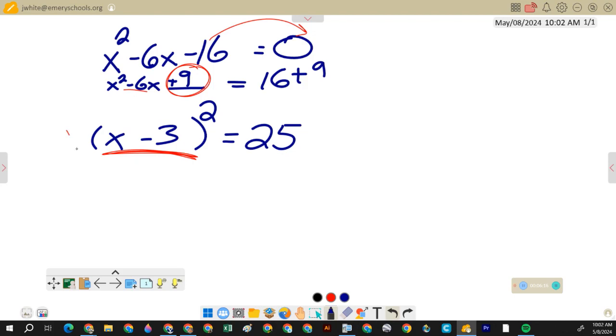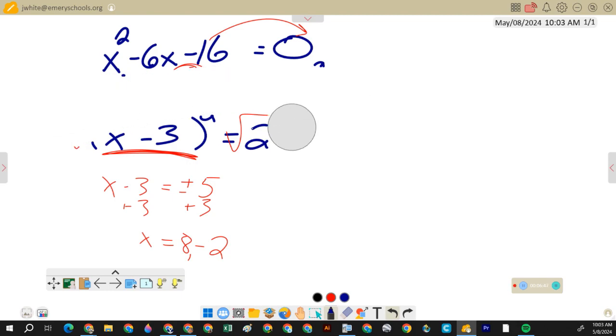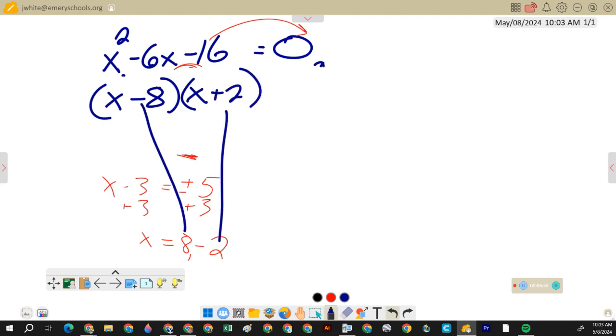Okay. Now we take the square root. X minus 3 is equal to what? Positive and negative 5. So plus or minus 5. Add 3. We get x equals 5 plus 3 is 8. Negative 5 plus 3 is negative 2. So my answers are 8 and negative 2. Now, would that have factored? Yeah. So x minus 8 and x plus 2, and that's where those answers come from.